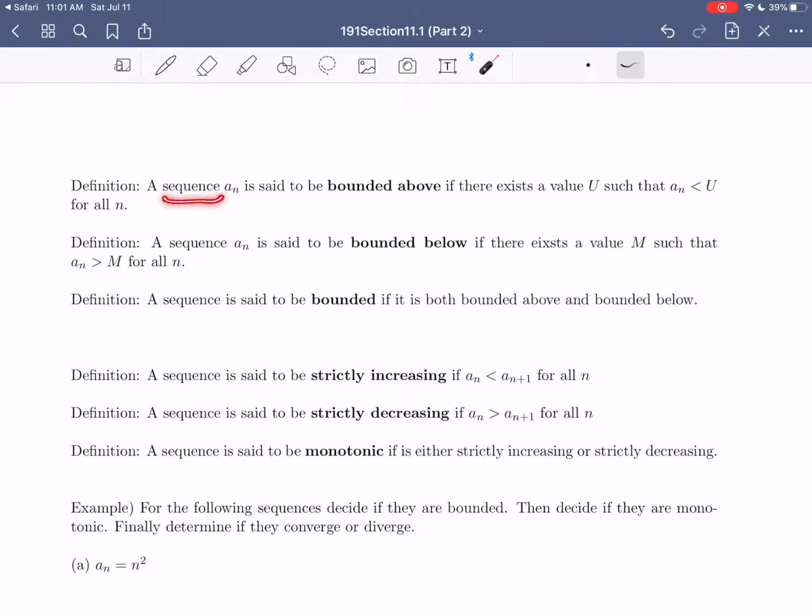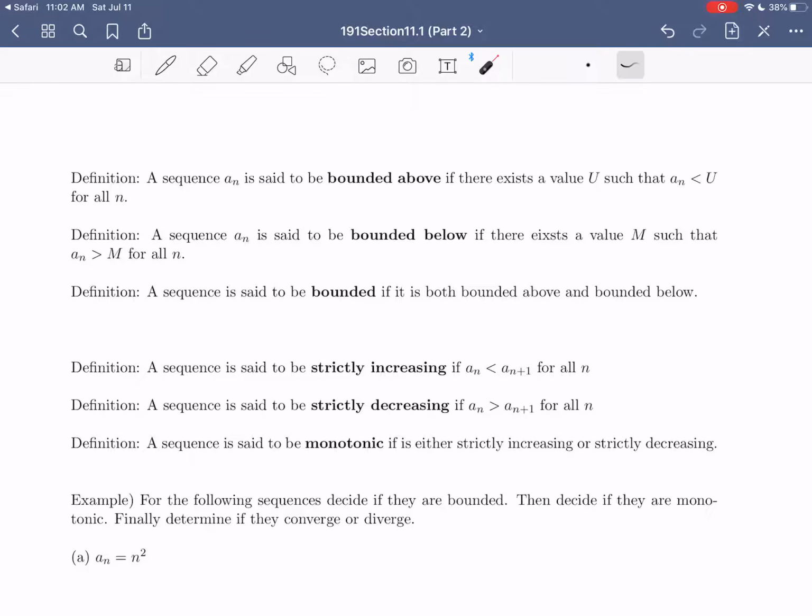So a sequence a sub n is said to be bounded above if there exists a value u such that the sequence is always less than u for all n. In other words, bounded above just means that there's some number out there that your sequence never goes beyond. A sequence a sub n is said to be bounded below if there exists a value m such that a sub n is greater than m for all n. So you're bounded below if you can find some number that your sequence never goes below. And in general, a sequence is said to be bounded if it is both bounded above and bounded below. So if you have both of these qualities, we just call the sequence bounded.